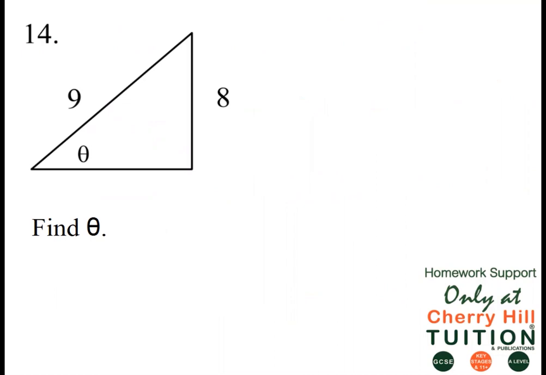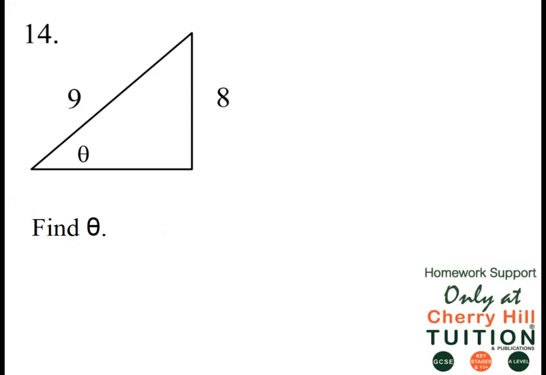You will notice that the question numbers are not consecutive and do not start from 1. This is simply because the questions refer to Cherry Hill specific material. But do not worry if you do not have access to this, as I will still cover the concepts in full. So question 14, we have a right angle triangle where we have been given two sides and we need to work out theta.